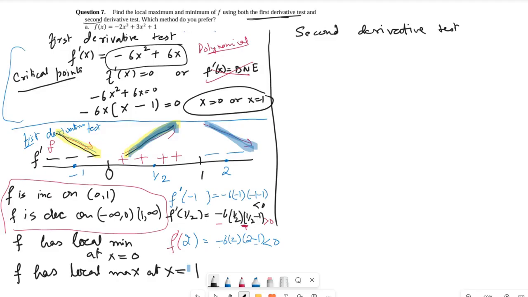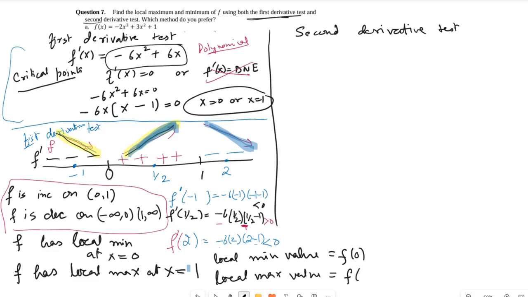If they ask you for the local max and minimum value, you can find that by plugging in. The local minimum value would be f of 0 and the local maximum value would be f of 1. So you just have to plug it into the function itself which was given. Okay, so this first method is called the first derivative test to find local max and minimum.